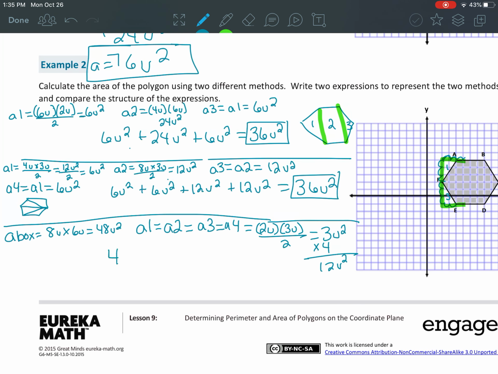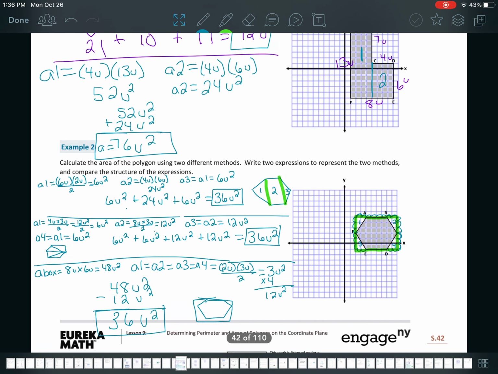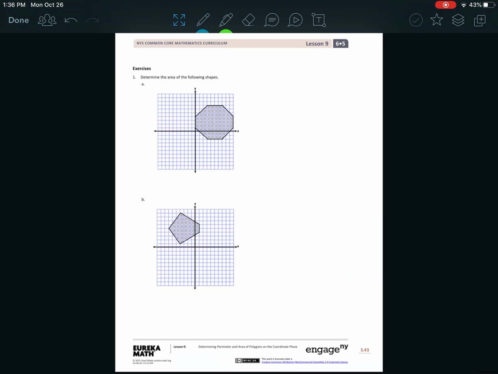So then we would take 48 units squared minus 12 units squared. So our label stays units squared. 8 minus 2 is 6. 4 minus 1 is 3. And we once again got 36 units squared. So there are lots of different ways you can cut them up. As long as you have lines that you can count as your base and height, it'll be right.